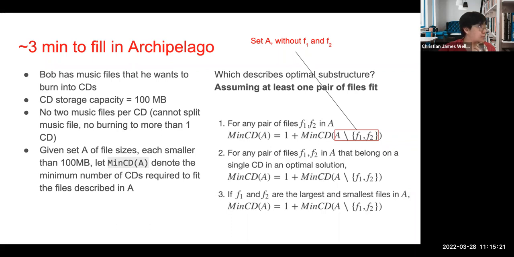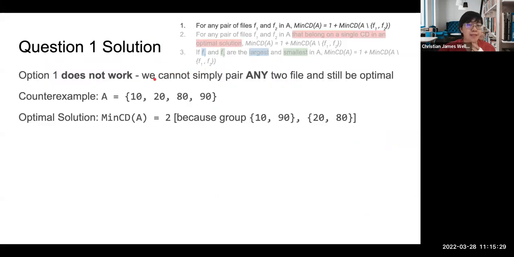Okay, great. So I'll just go on. It's fine if you don't fully know what this is talking about, but I hope you minimally understand the question. Most of you got it right. A couple of mistakes, but that's okay. First of all, option 1 does not work. We cannot simply pair any two files and still be optimal. So here's a simple counterexample.